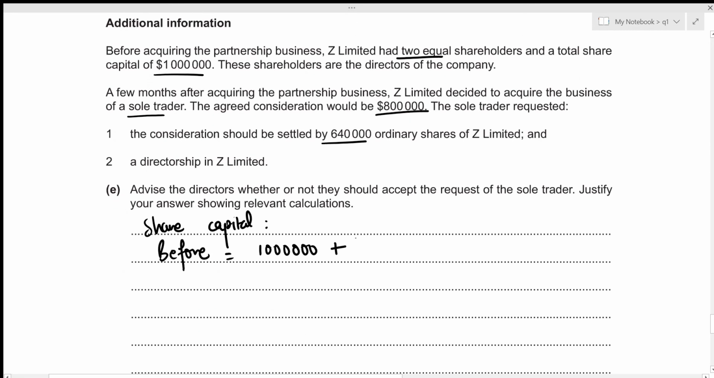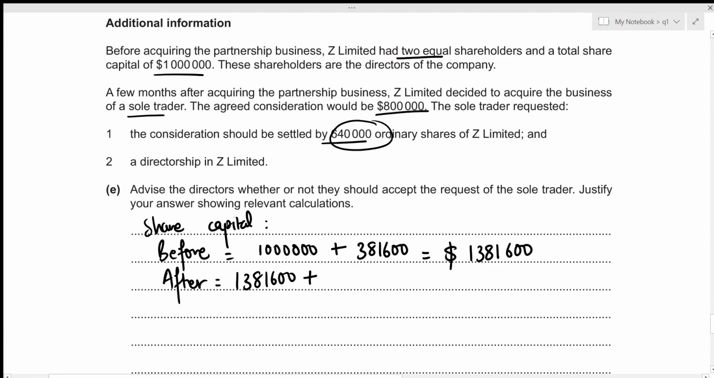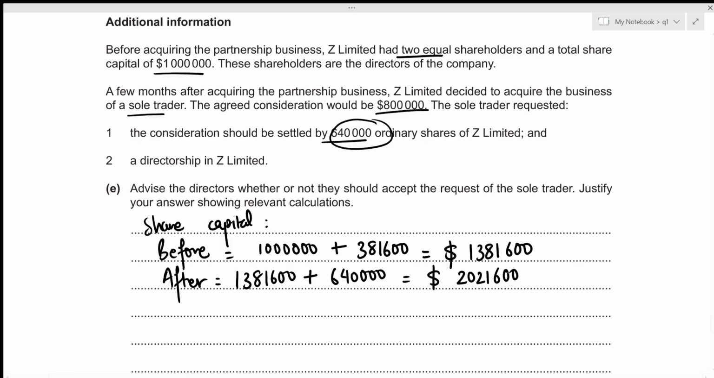So that's 381,600, which gives the total share capital to be 1,381,600. And now after the acquisition of sole trader, that will be the previous value of 1,381,600, and we are also providing 640,000 ordinary shares, and since the nominal rate is 1, the share capital will have the value of 640,000, which gives the total share capital value after acquisition of sole trader to be 2,021,600.